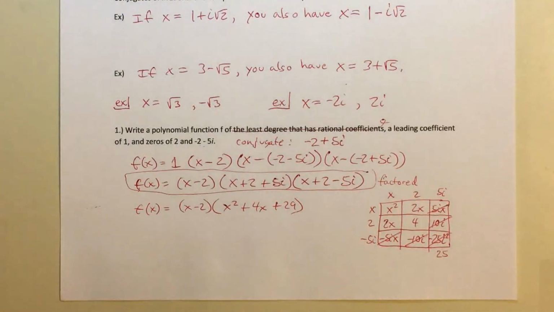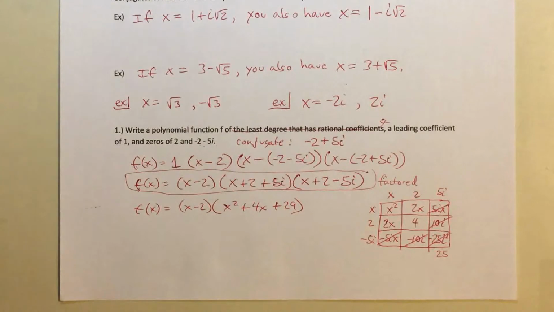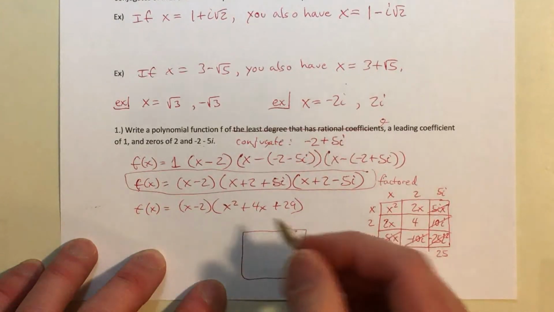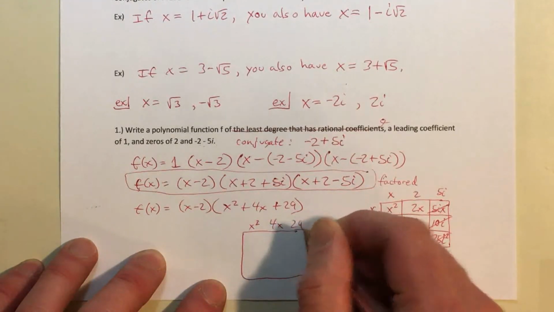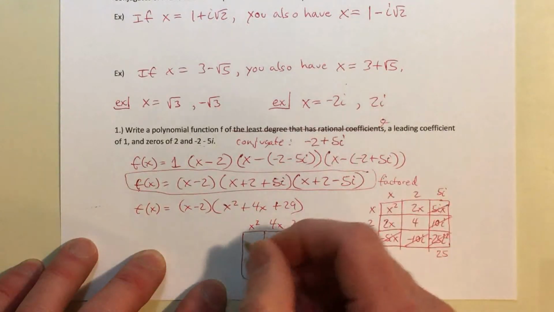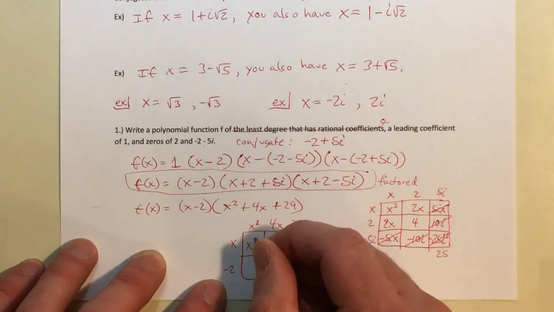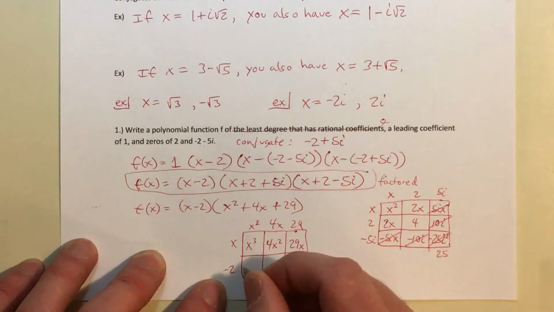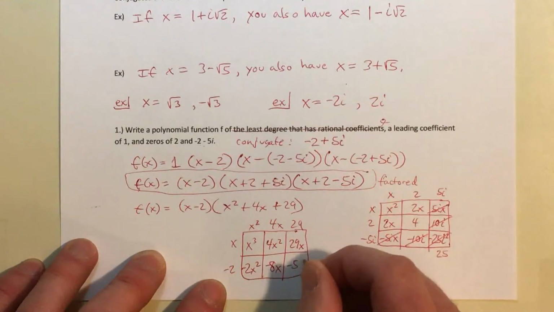Now that's not quite in standard form. That's kind of more the factored form that we're used to without having the imaginary numbers. But we still have one more step to do, and I'm going to use a box yet again. If you recall, anytime I've got 3 terms or more and I'm multiplying, I like to call upon the box to help organize my multiplication. X to the third, 4x squared, 29x, negative 2x squared, negative 8x, negative 58.